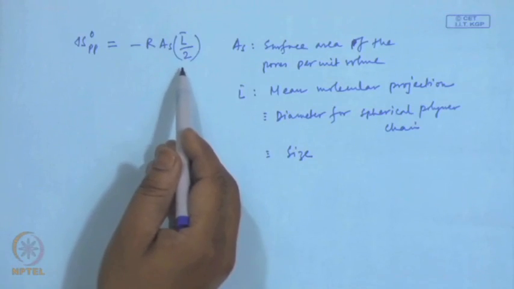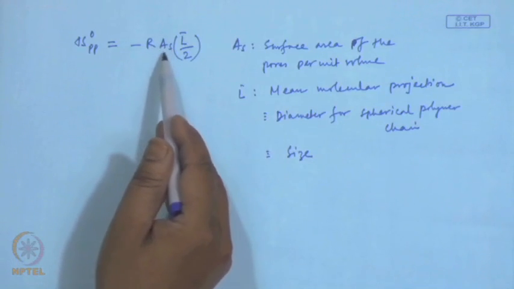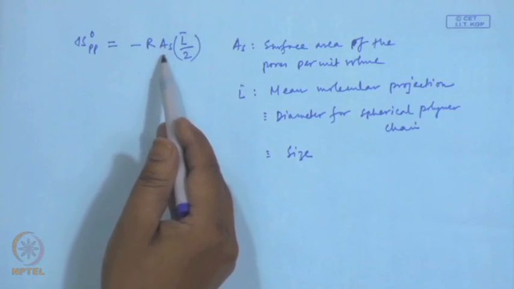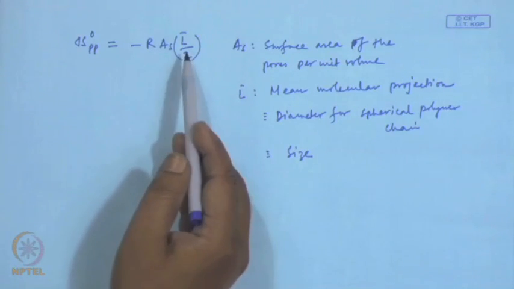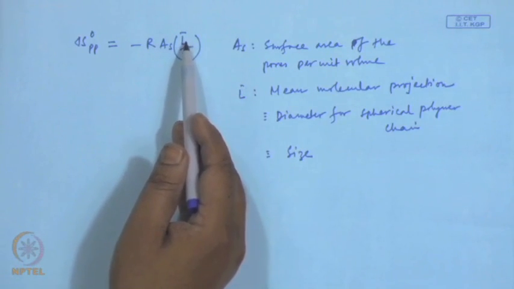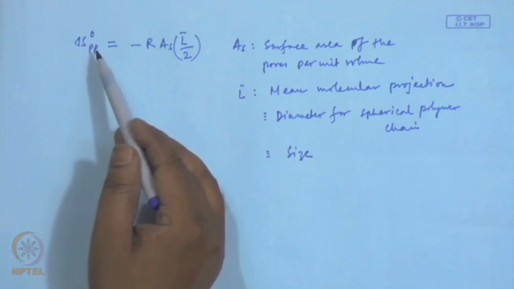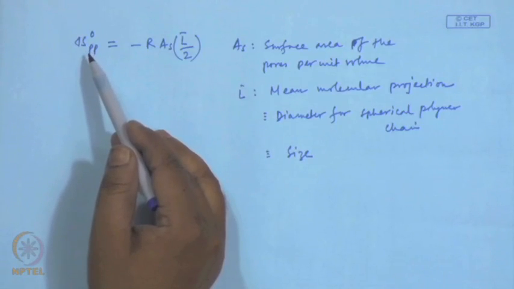So, this entropy of pore penetration is always negative, and it becomes more negative if the polymer size grows or the pore size becomes smaller, and that is expressed by this expression. If the pore size becomes smaller, A_S goes up, hence the entropy becomes more negative. Similarly, if the polymer size goes up, this becomes higher and this entropy becomes lower.